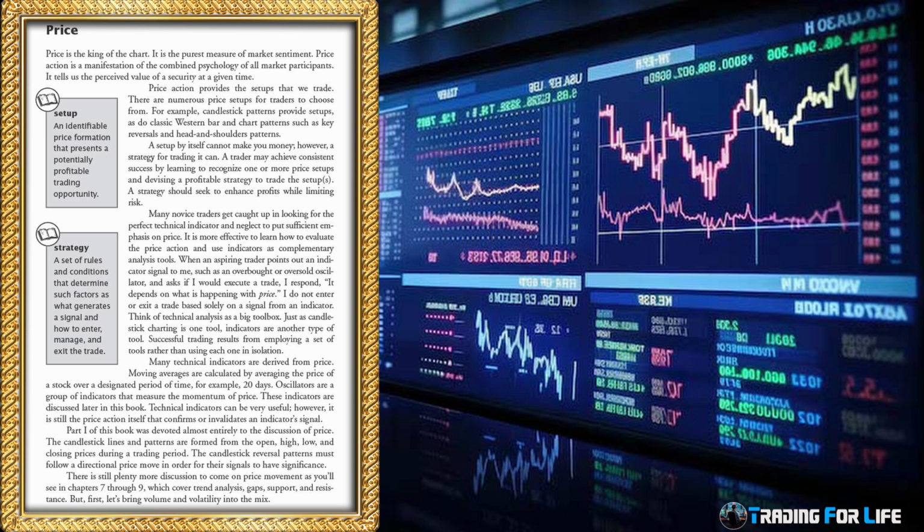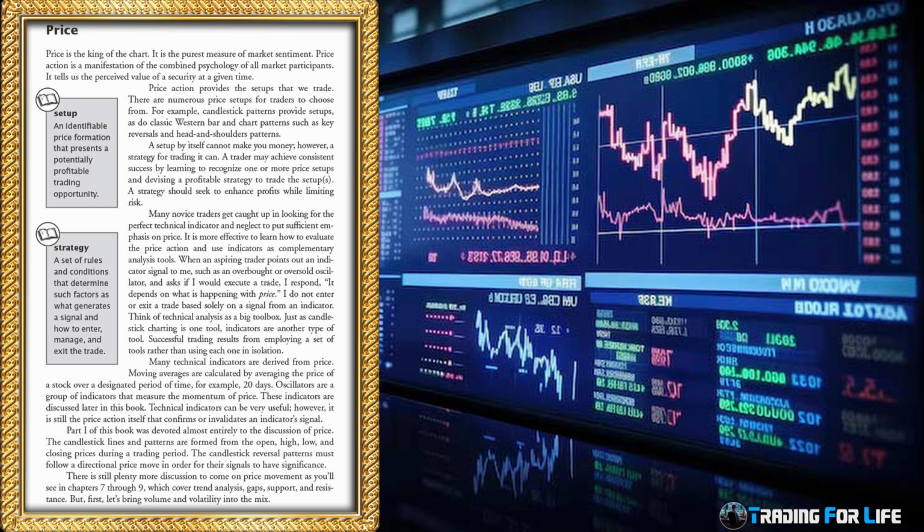For example, candlestick patterns provide setups, as do classic Western bar and chart patterns, such as key reversals and head and shoulders patterns. A setup by itself cannot make you money. However, a strategy for trading it can. A trader may achieve consistent success by learning to recognize one or more price setups and devising a profitable strategy to trade the setups. A strategy should seek to enhance profits while limiting risk.